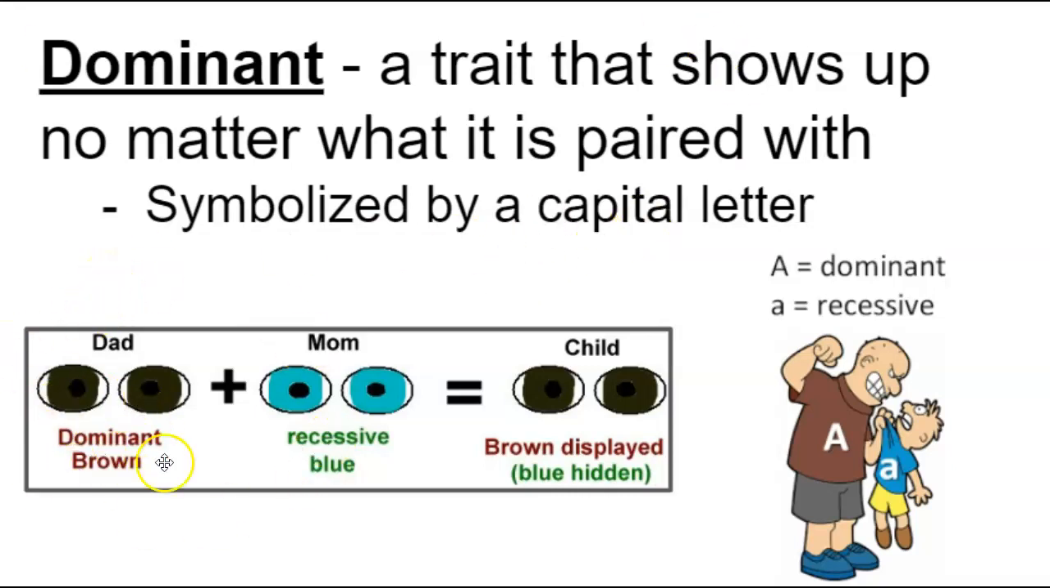Here's an example here. Dad has the dominant eye color brown. Mom has the recessive blue eye color. And the kid ends up with the dominant eye color. This doesn't always happen, but it's just one little example.